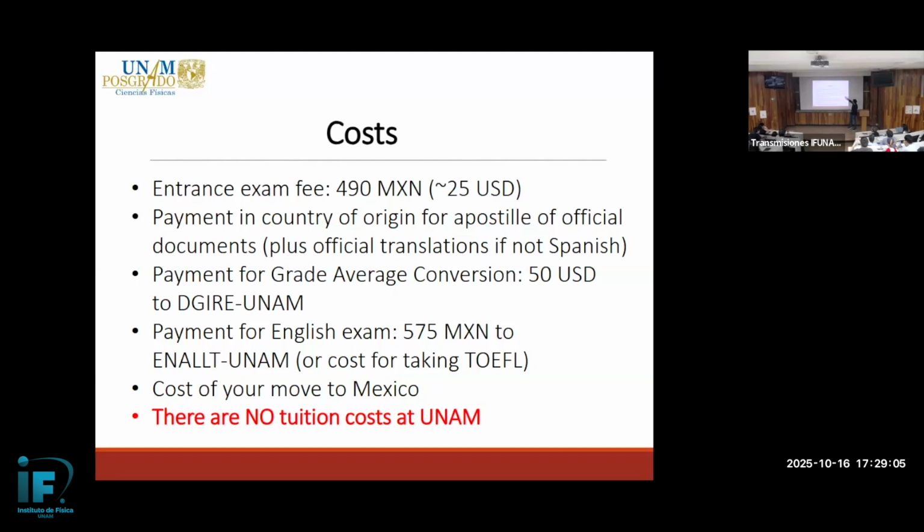There's an admission fee, there's an entrance exam fee, and there are certain documents that you need to get apostilled and whatnot. So there are some payments you need to make along the way just for the application process, but those are minor. And the beauty of living in a public university is that tuition is completely free. So your quality education is free.